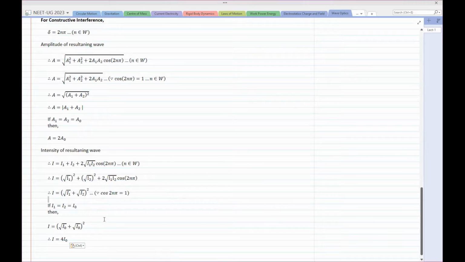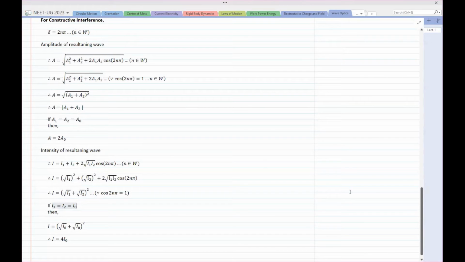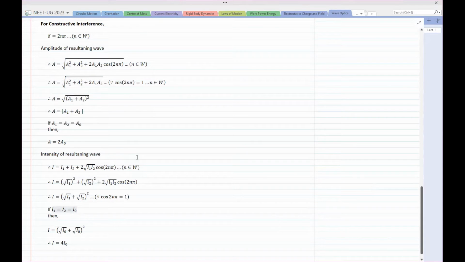When constructive interference takes place, intensity is not simply added like regular addition. Basically, it is something like vector addition of amplitude. So the resultant intensity is 4 times I naught. Okay, it is not 2 times I naught. So for constructive interference, we get these two conditions.